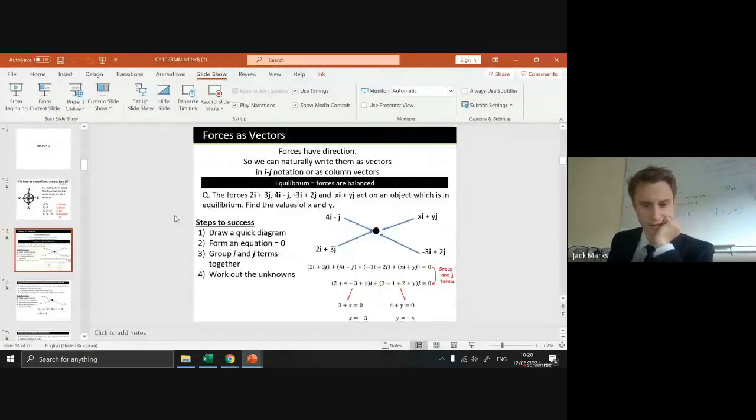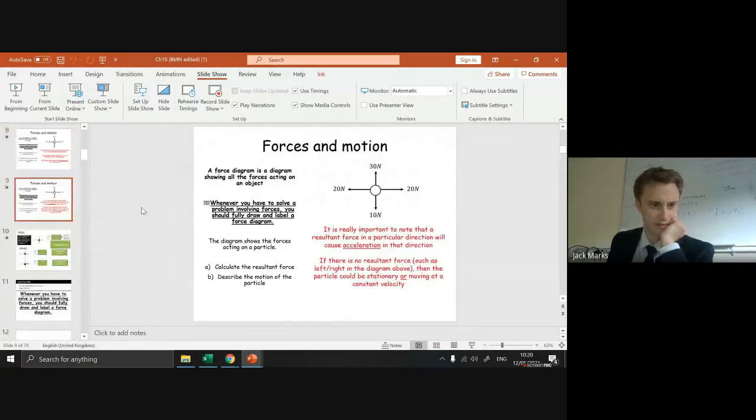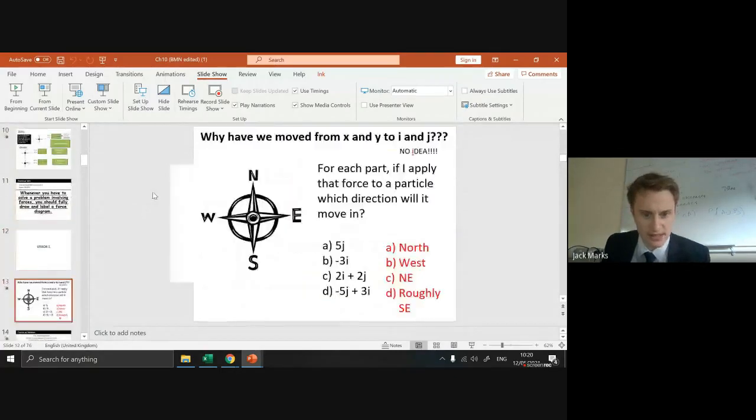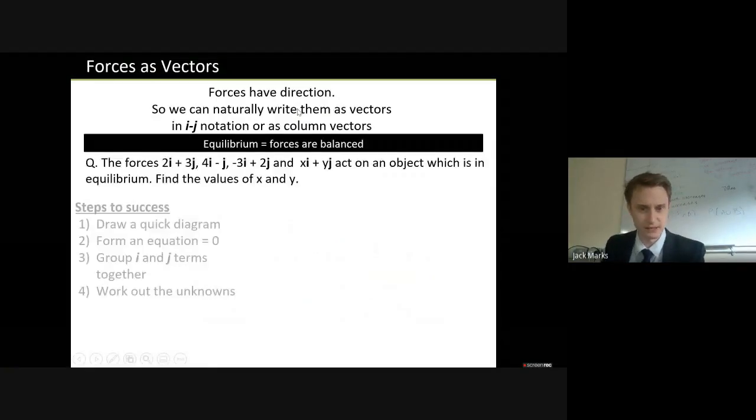Okay, so let's have a look at our next lesson. So, where did we get up to last time? Last time we were talking about resultant force and some key ideas. In this lesson, we're talking about forces as vectors.